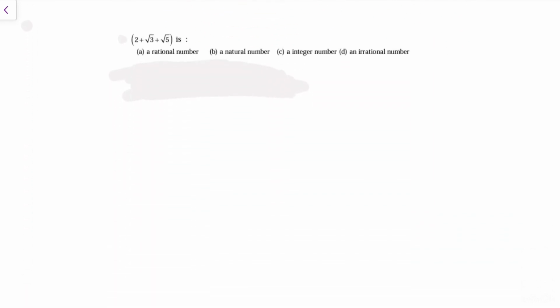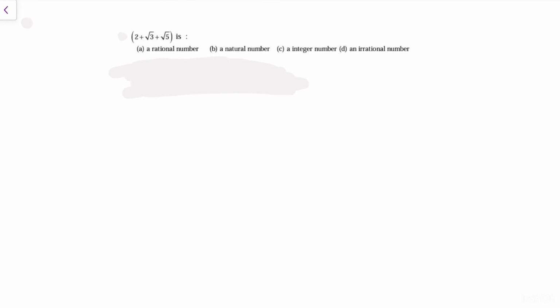Next, 2 plus root 3 plus root 5. Here 2 is a rational number, whereas root 3 and root 5 both are irrational numbers. So if you add those two irrational numbers with a rational number, then definitely our answer is again an irrational number only.